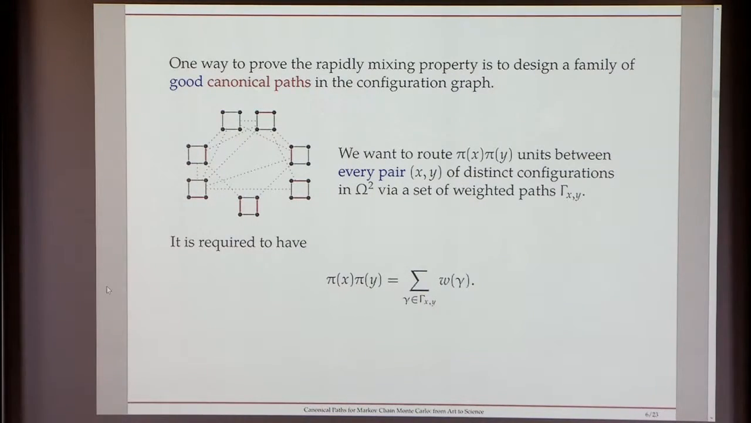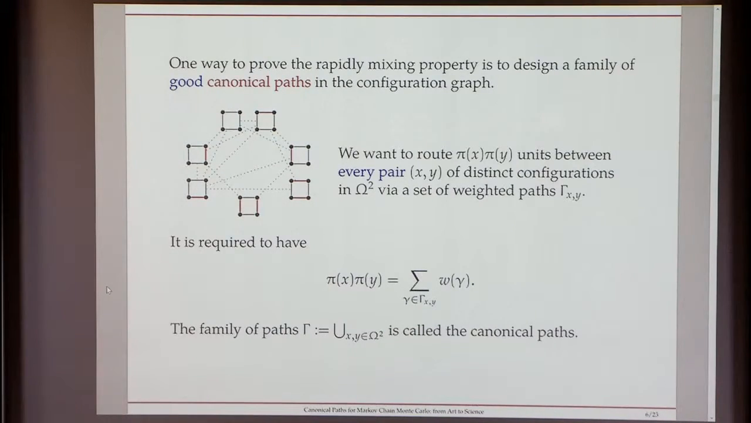A canonical path is this: for each pair of matchings, we want to define a set of paths from X to Y, and we want to assign a weight to each of these paths. These weights are required to satisfy this equation. That is, for every pair of matchings X and Y, the summation of weights of paths connecting X and Y must be the same as pi of X times pi of Y. If we have a set of paths satisfying this requirement, then we say the family of these paths is a canonical path for this Markov chain.